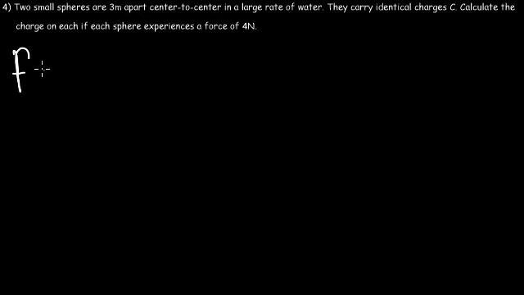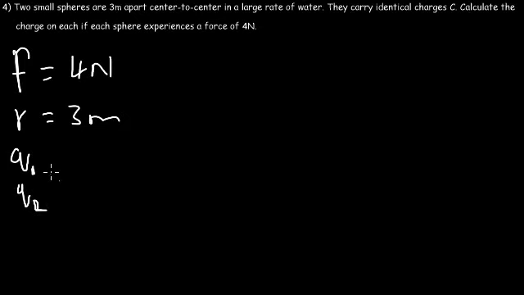So we are given the force of attraction or repulsion, typically the electric force, to be 4 Newton. Then we are given the distance between them, R, to be 3 meters. They said the quantity of charges of those two particles are the same, so C and C. So we have to find the quantity of charge in each of them.